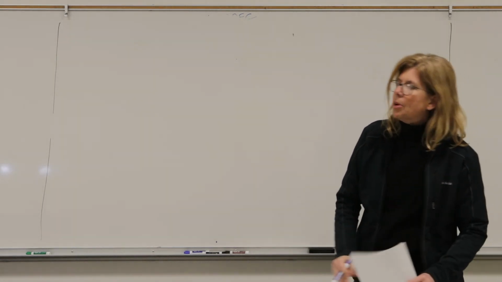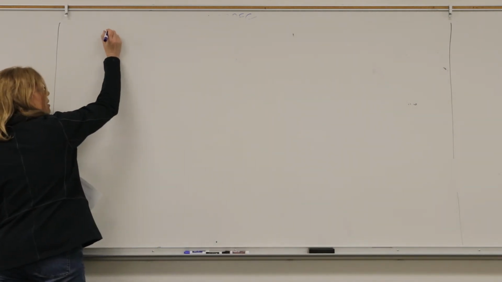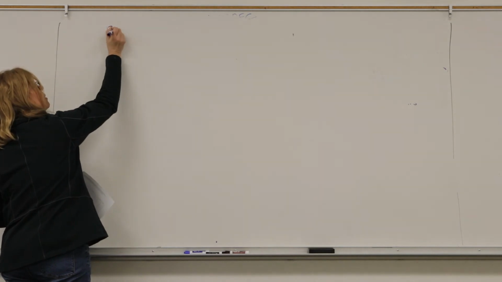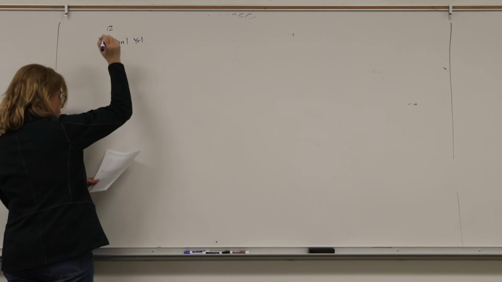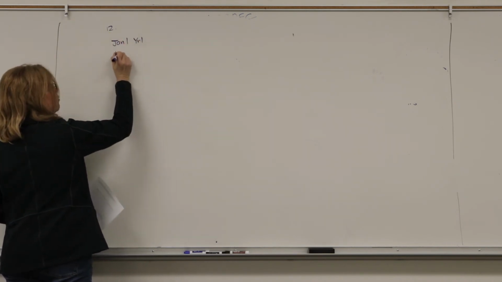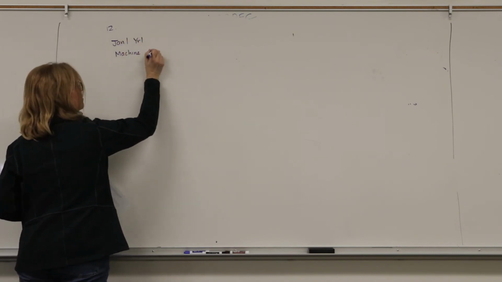Be happy that we bought and sold it at the beginning and the end of a year. So this is selected problem 12. On January 1st, year 1, we purchased a machine. Imagine that. With a cost of $12,000.